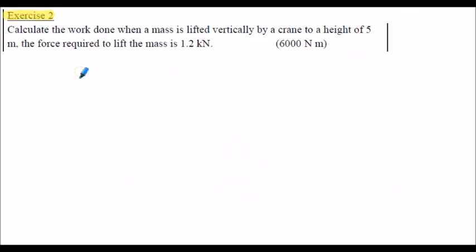Exercise 2. We've got to calculate the work done when a mass is lifted vertically by a crane to a height of 5 meters and the force required to lift the mass is 1.2 kilonewtons. If you think you can attempt this question without further assistance, I'd encourage you to stop the presentation, attempt it now, but the full worked solution is shown on the following slide.